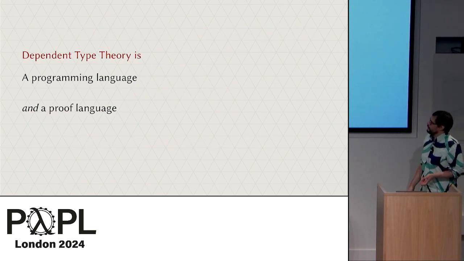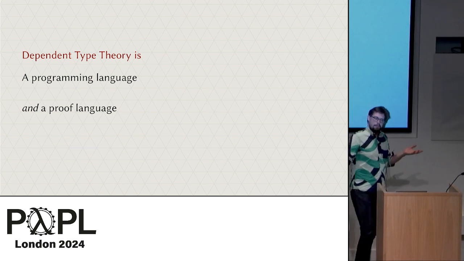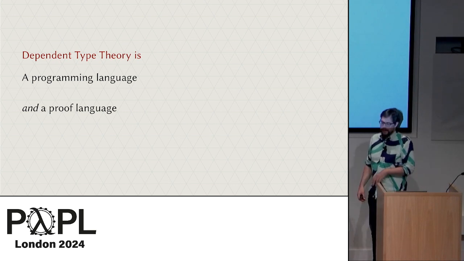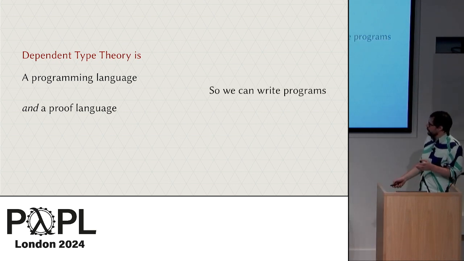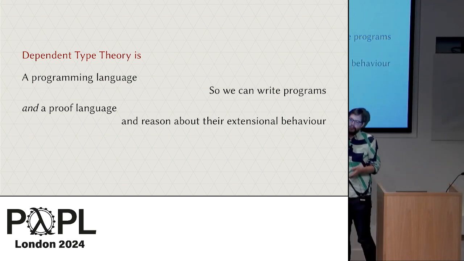So dependent type theory is a programming language, and some people think that you should be able to write programs in it and actually run them, and maybe one day this is what all programming languages should be like. And it's also a proof language, so we can write programs and we can reason, but we can only reason really about their extensional behavior.